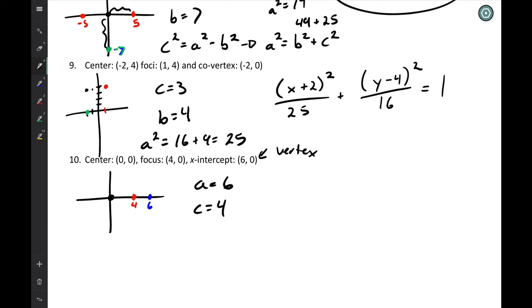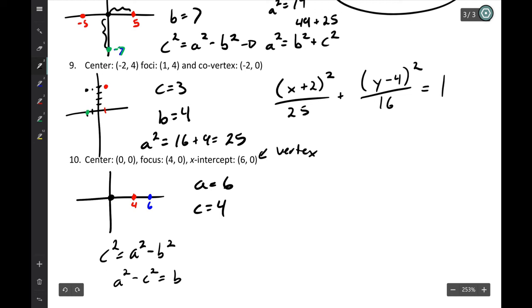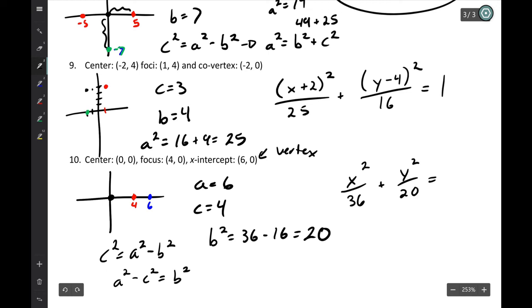Alright, once I know that, I then know that b squared is equal to a squared minus c squared. That's because I got c squared equals a squared minus b squared. If I add b squared over and subtract c squared, I get a squared minus c squared is equal to b squared. So I can go through and solve for b squared. I know b squared is equal to 36 minus 16, which is equal to 20. Once I have that, and given my center is at 0, 0, I can write my equation of x squared over 36 plus y squared divided by 20 is equal to 1.